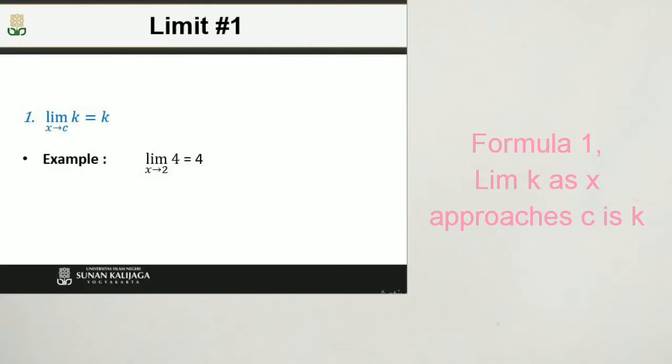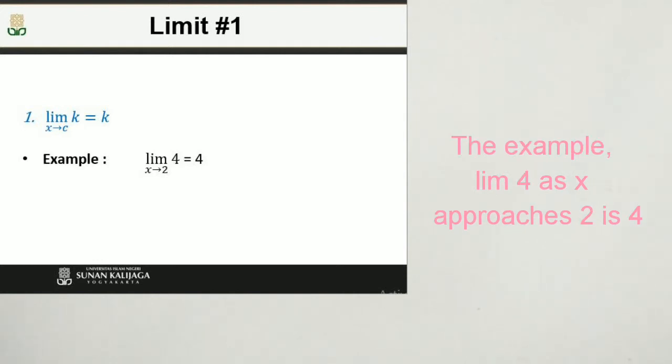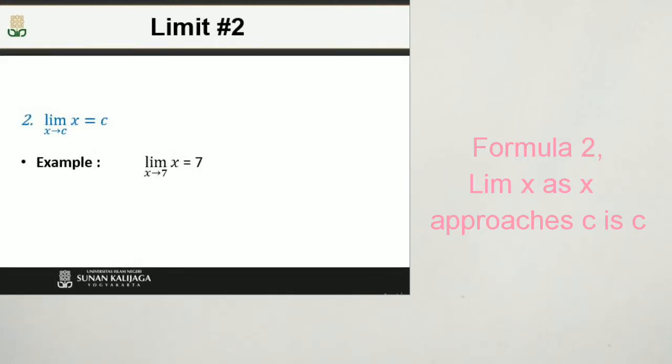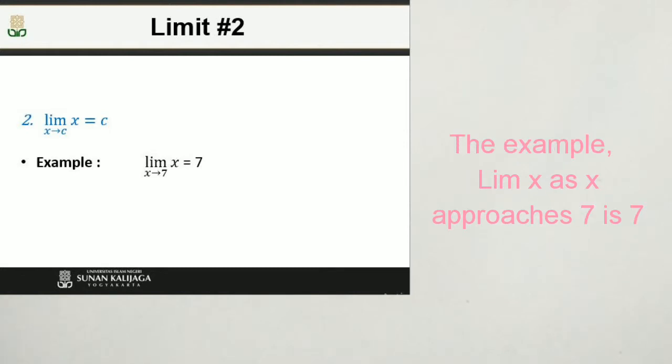Formula 1. Limit k as x approaches c is k. The example, limit 4 as x approaches 2 is 4. The solution, since 4 is a constant, the limit of 4 as x approaches 2 is 4. Formula 2. Limit x as x approaches c is c. The example, limit x as x approaches 7 is 7.